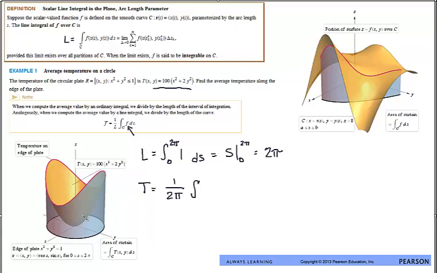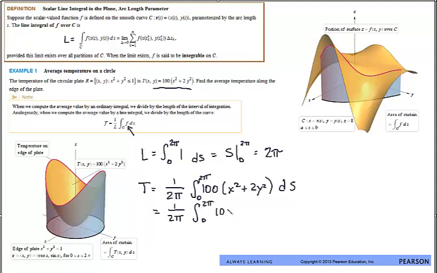And then I'm going to use my temperature function, which is 100 times x squared plus 2y squared. And this needs to be integrated with respect to s. This x and y, in terms of s, the x is your cosine s and the y is your sine s, so let me substitute those. 1 over 2 pi. Oops, I better put my limits of integration on here. This is again from 0 to 2 pi because it goes all the way around.